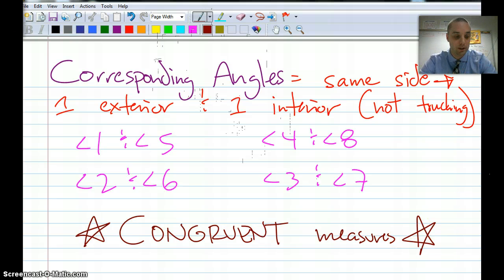So there's the three biggies. We also have same side interior angles and same side exterior angles, but we're not going to get into those in this lesson. So those are the three big vocab words. Now let's talk about those measures.